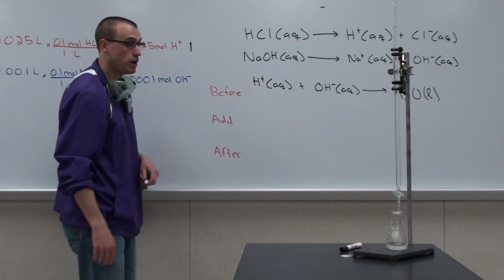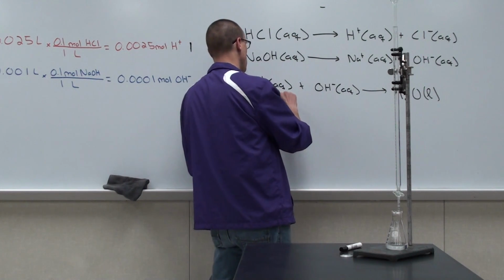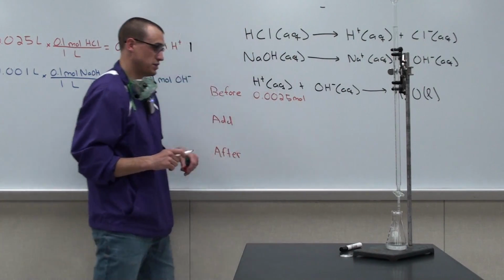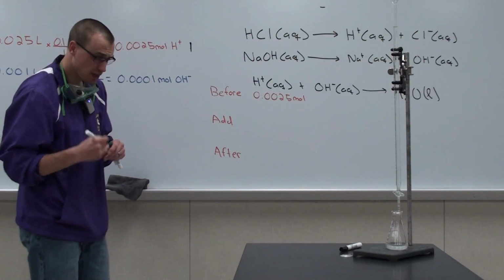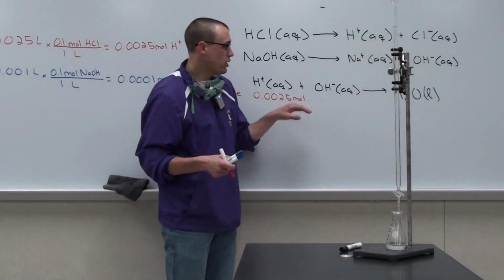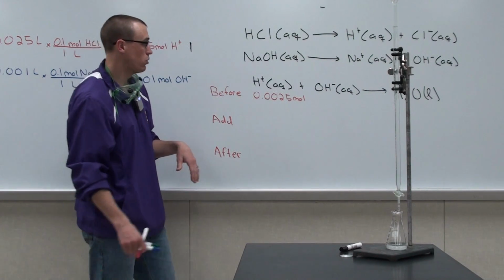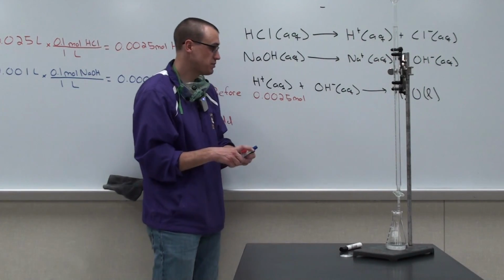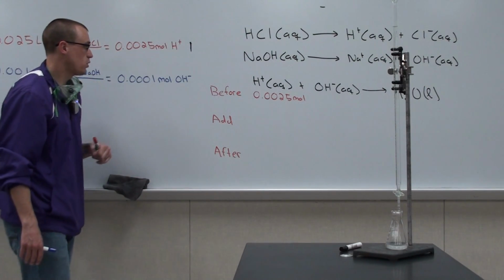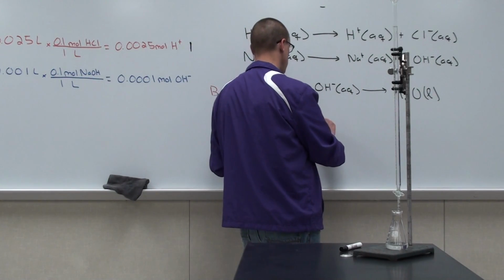Before this whole thing started, before we added 1 milliliter of 0.1 molar NaOH, what we had was 0.0025 moles of H plus ions. So I'm going to add 0.0025 moles of H plus ions to the before column. Now, what we added was 1 milliliter of that 0.1 molar OH minus. So I'm going to add to this column 0.0001 moles of OH minus ions.